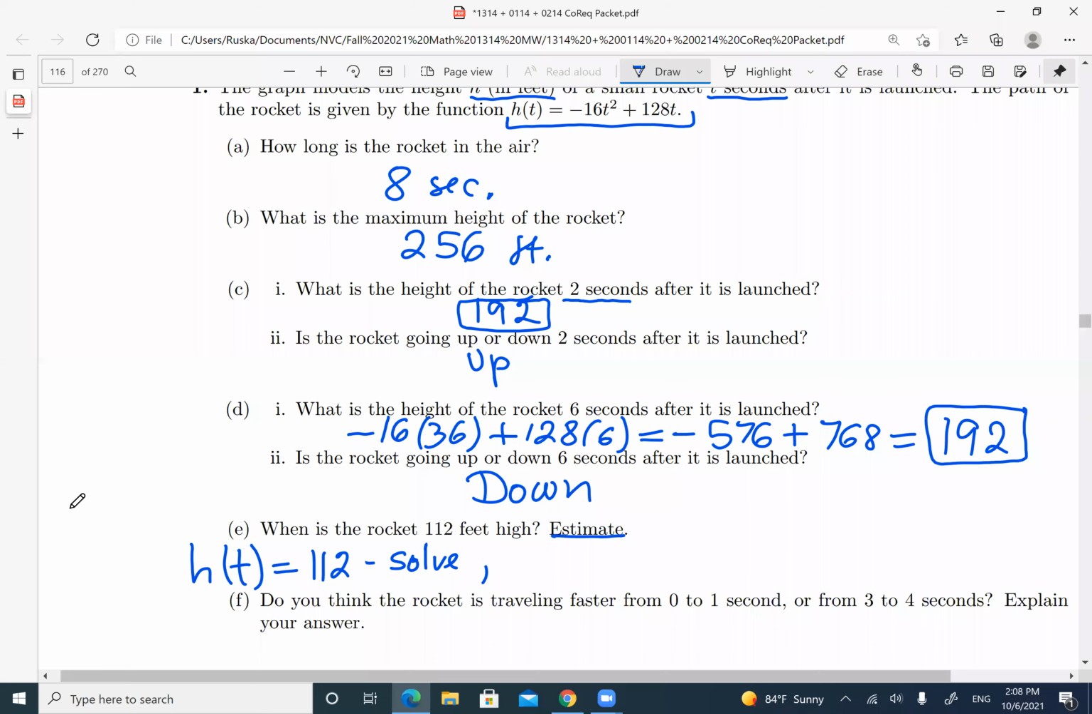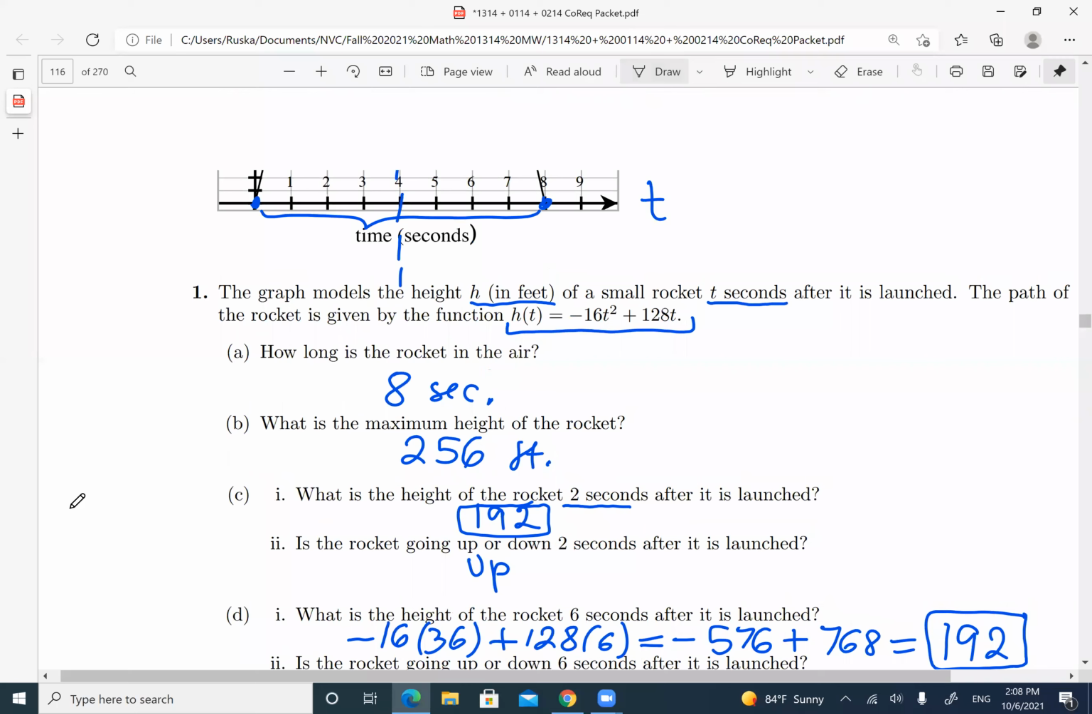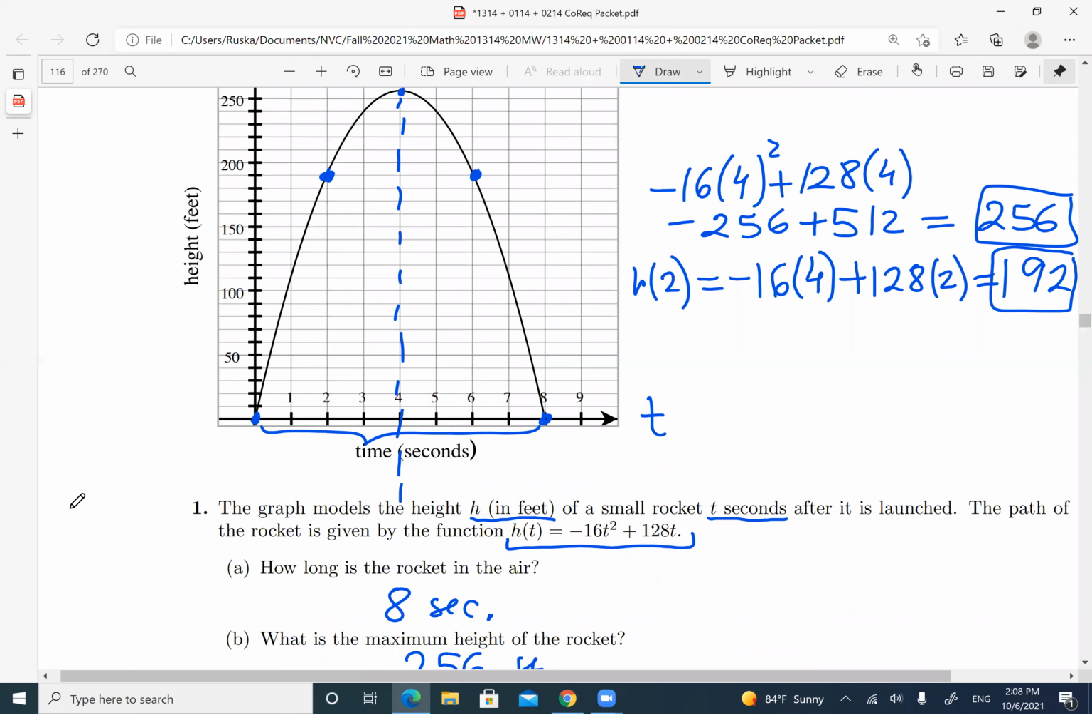112, 110. So 110 is here. This is 120. So it's about 1.1 seconds. 1 point something, somewhere here, right? And also, there are going to be 2 places. So let's say about 1 and 7 seconds, right? Yes?